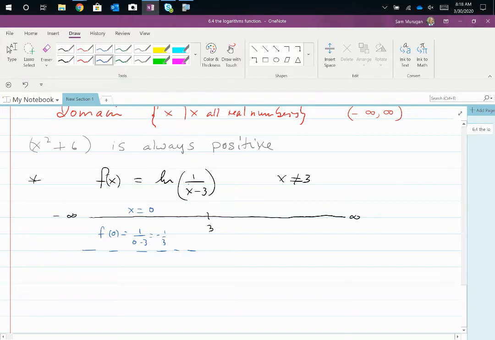Then if we substitute a number that's greater than 3, say x equals 4, we get f(4) equals 1 over 4 minus 3, which is equal to 1. So this whole region is positive. In other words, the solution, the domain, is all numbers greater than 3, x greater than 3, or from 3 to infinity.